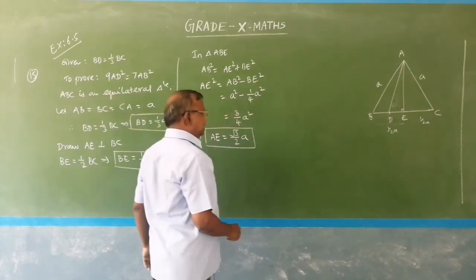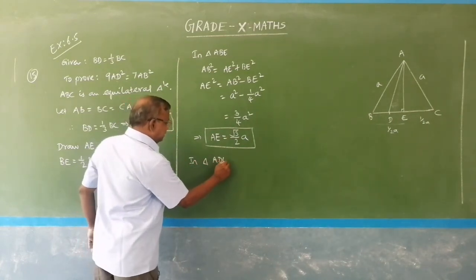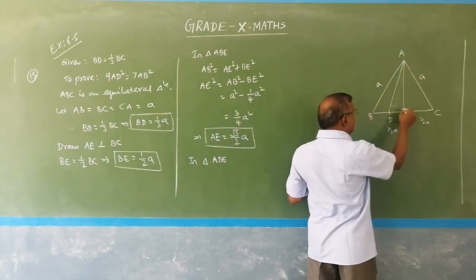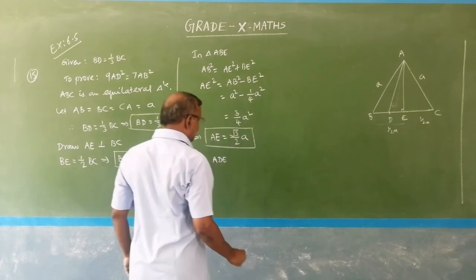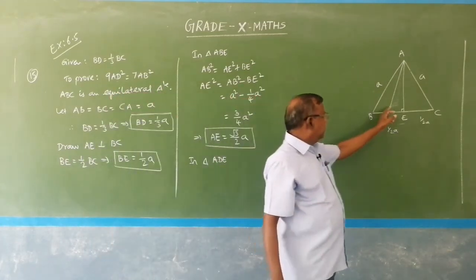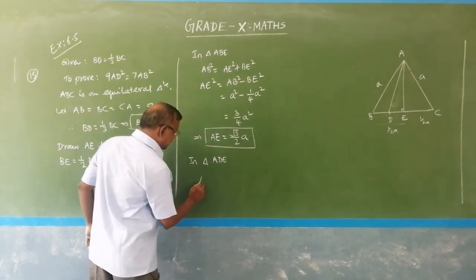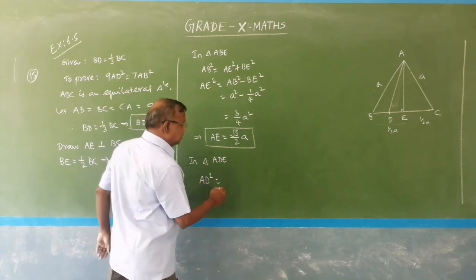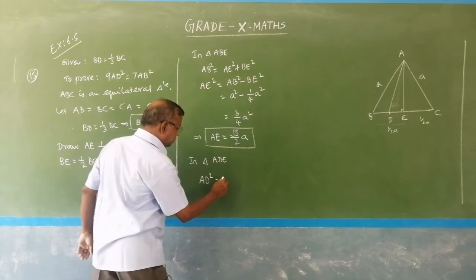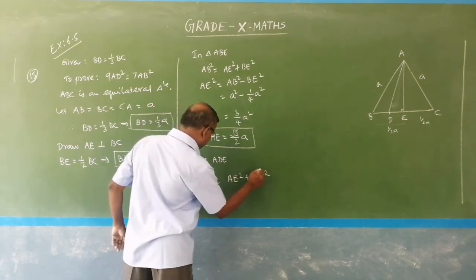So in triangle ADE, clearly it is also a right angle triangle, in which E is 90 degrees. The side opposite to 90 degrees is AD, so AD is the hypotenuse. So AD square equals AE square plus DE square.